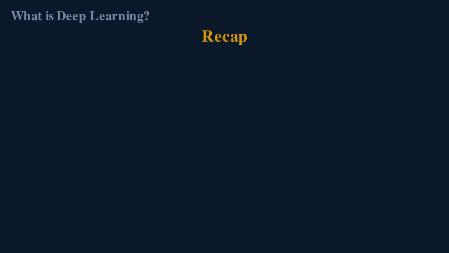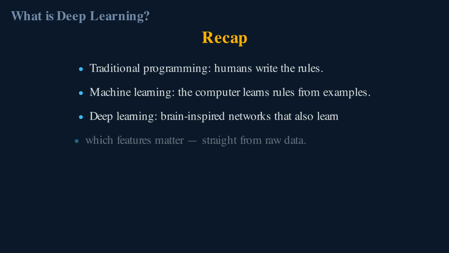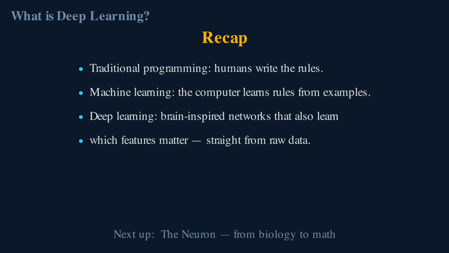Let's recap what we learned. Traditional programming means humans write the rules. Machine learning means the computer learns the rules from labeled examples. And deep learning uses brain-inspired networks that even learn which features matter, straight from raw data. Next up, the neuron, where we turn a brain cell into a formula.